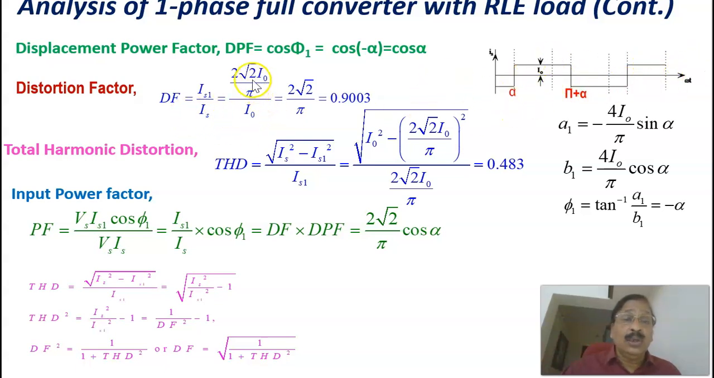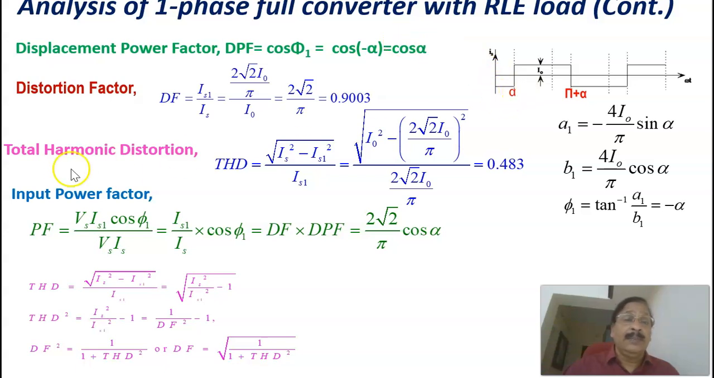That is equal to 2 root 2 I naught divided by pi. This is the RMS value of the fundamental, divided by the RMS value of the total signal, which is I naught. So 2 root 2 divided by pi is 0.9003. Therefore, this is the distortion factor, and the displacement power factor is equal to cos alpha, where alpha is the firing angle.